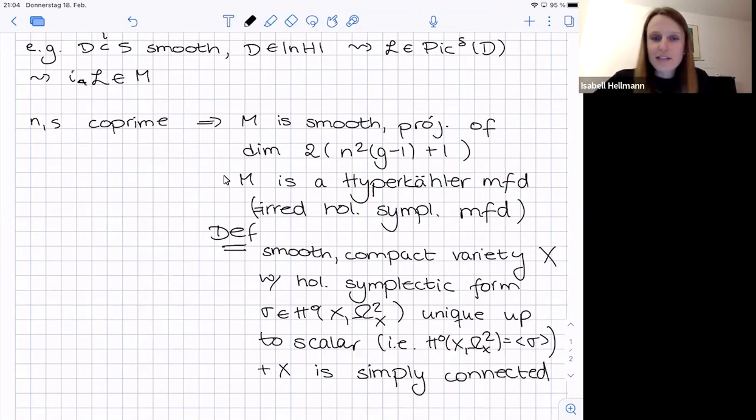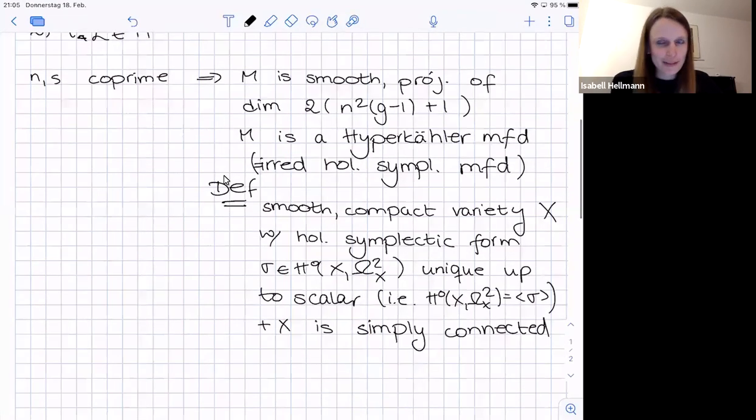Okay, so this is the definition of an irreducible holomorphic symplectic manifold, and you can think of these as higher dimensional analogs of K3 surfaces. And actually, there's also a very rich theory, almost as in the case of K3 surfaces, which of course is still being developed in the hyperkähler case, I mean.